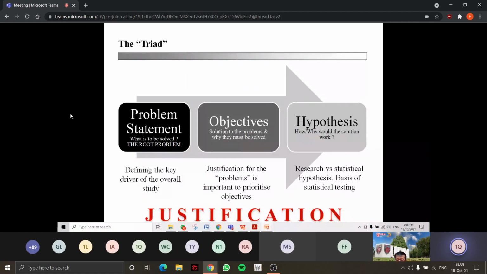Okay. In research, the core focus of your research is supposed to be how you solve a problem. So you need to have a problem statement. What problem are you solving? This will be the key driver for your overall research. So when you talk about problem statement, then you need to talk about what are the problems they want to solve.